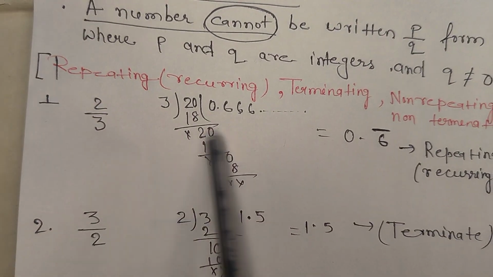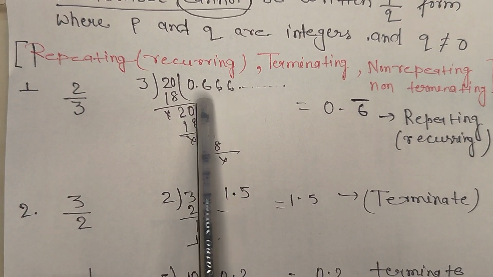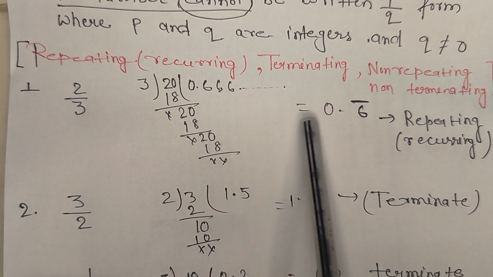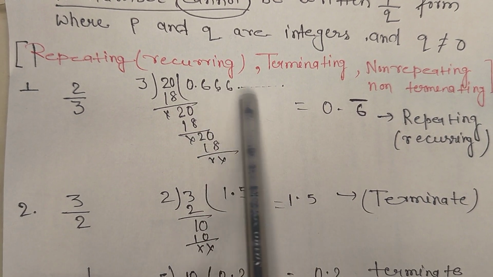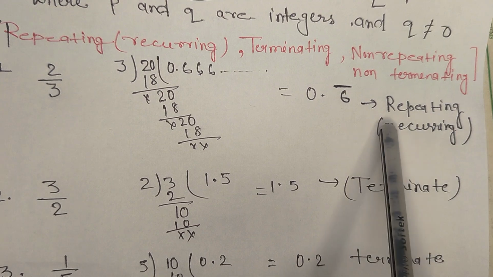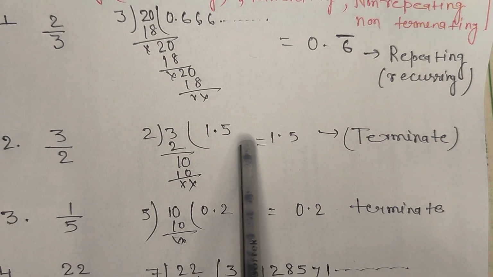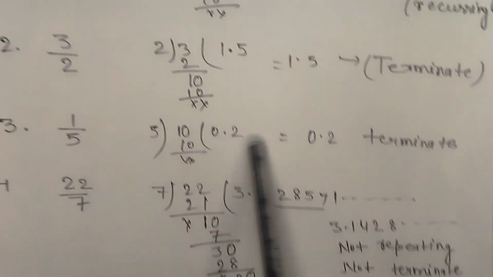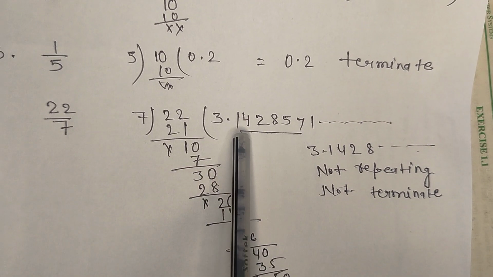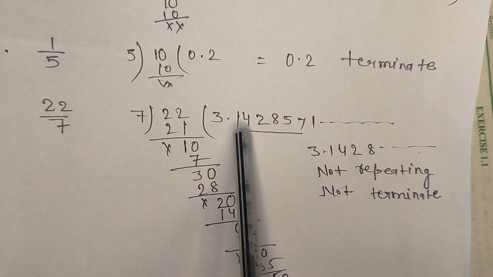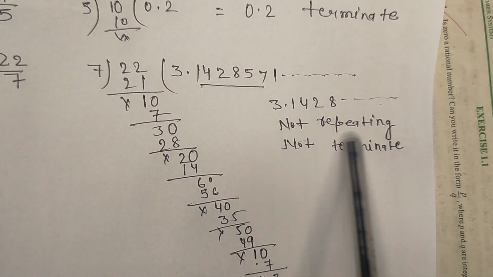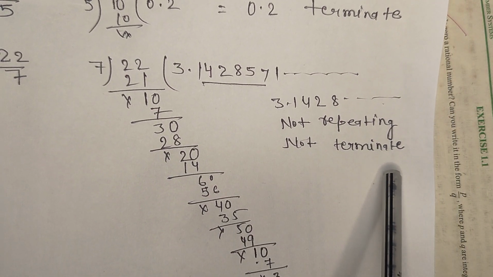When a number repeats, like 66677, we say it repeats multiple times, so the name is repeating. When it divides completely, it is terminating. This number does not repeat and does not divide completely, so it is non-repeating, non-terminating.